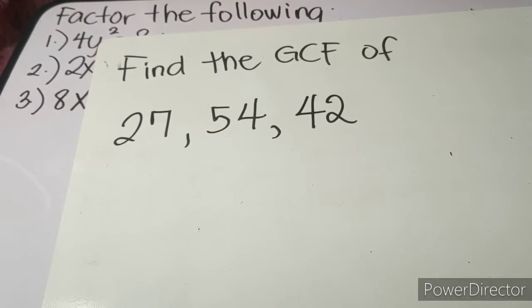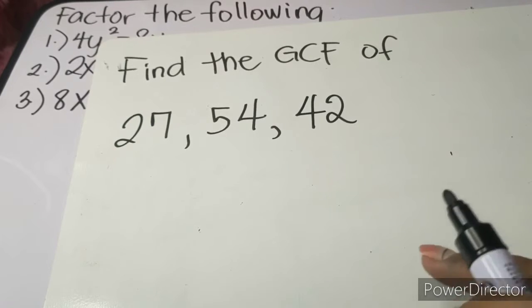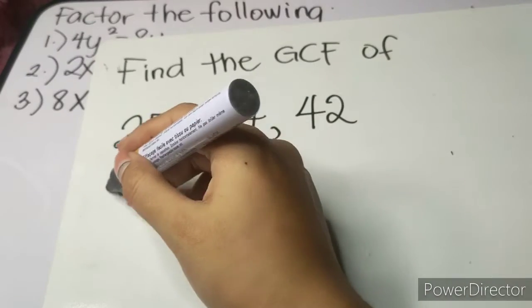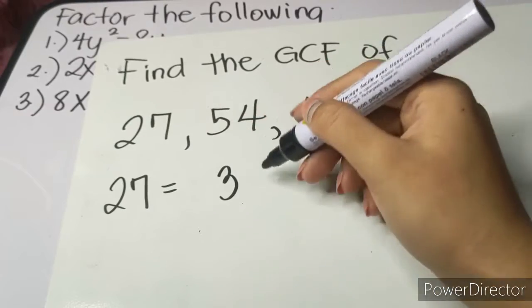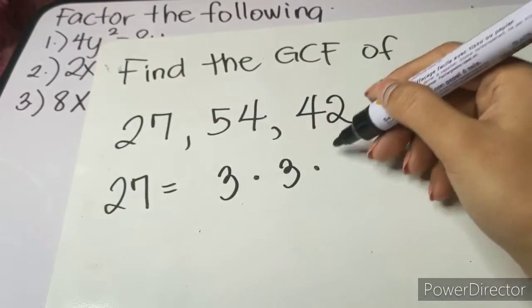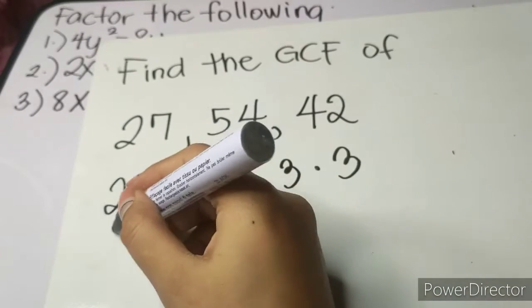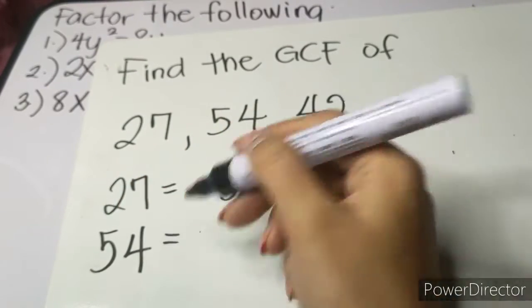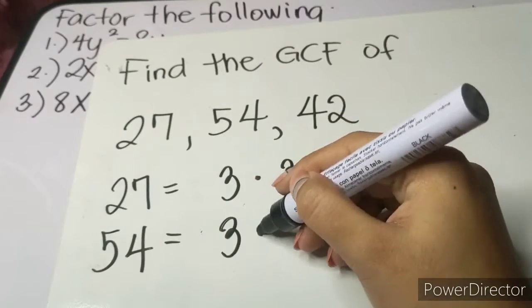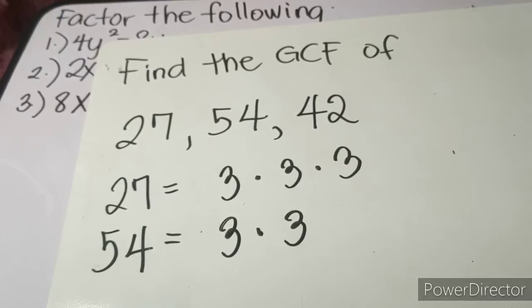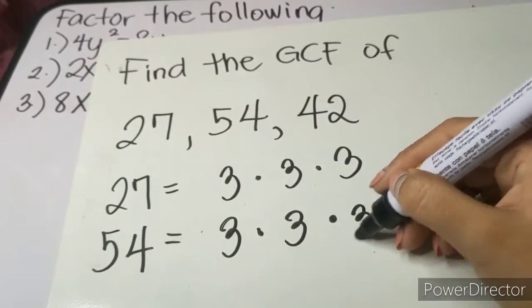So, kagaya ng sabi ko, I am doing the listing method of prime factorization. So, I will be listing the prime factors. So, yung 27, ang prime factors niyan ay 3 times 3 times 3. Yung 54 naman, ang factor ng 54 is 9 times 6, wherein 9 could be factored as 3 times 3 and 6 can be factored as 3 times 2.